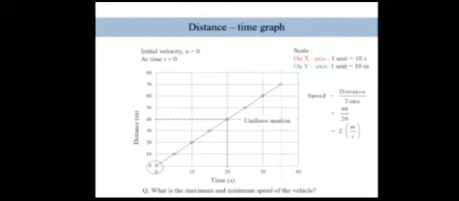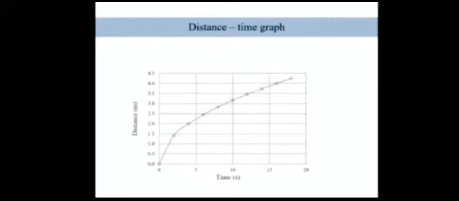Okay, so then we also have a second graph. We will follow 4 steps. Number 1, look at the scale first of all. Number 2, look at the graph. Number 3, check the initial position. Number 4, then we can calculate the speed.